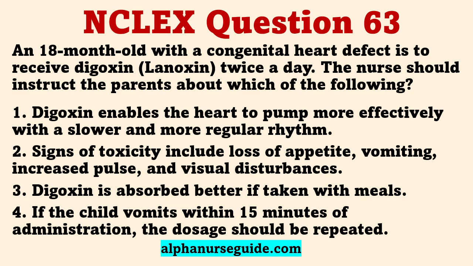The correct answer is 1. Digoxin's effect is to slow the rate of the electrical conduction to the heart and increase the strength of the heart's contraction. Signs of toxicity include anorexia and decreased heart rate. Digoxin should be taken 1 hour before meals or 2 hours after meals in order to obtain better absorption of the drug. If the child vomits within 15 minutes of administration, the dose should not be repeated because it is not known how much of the medication has been absorbed.